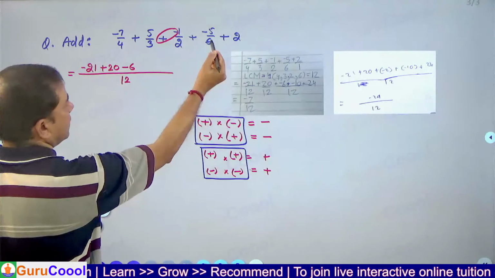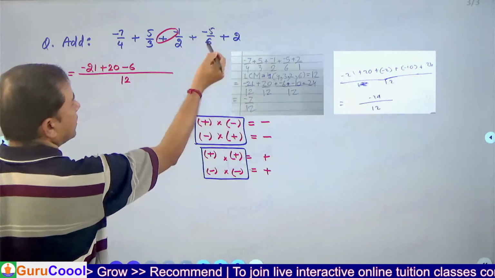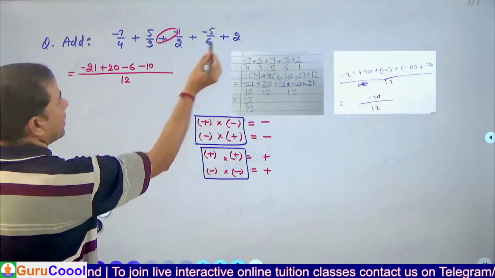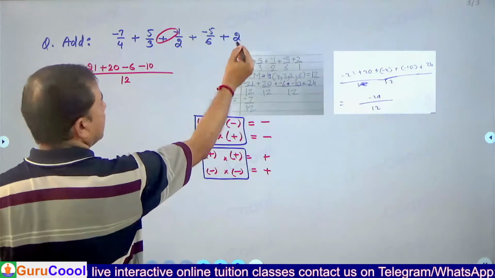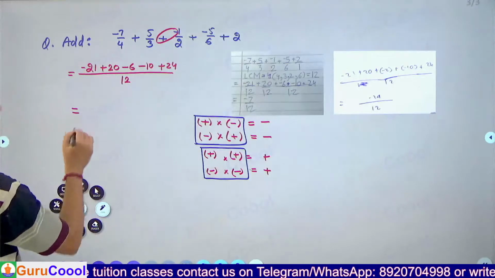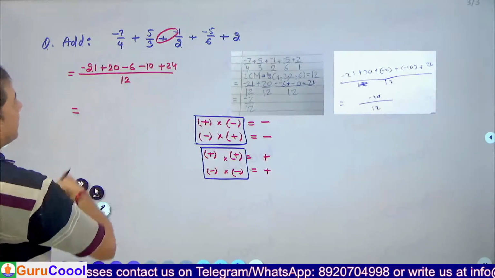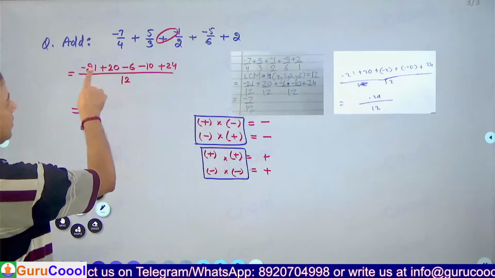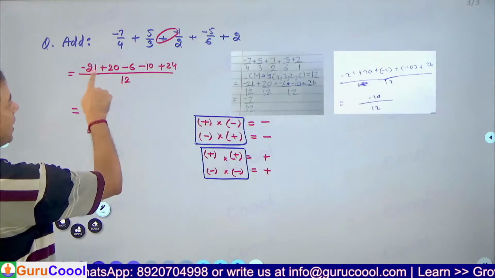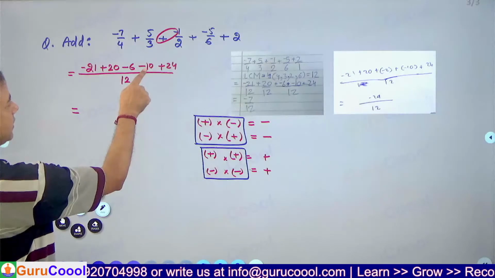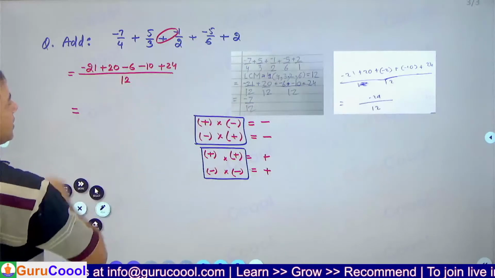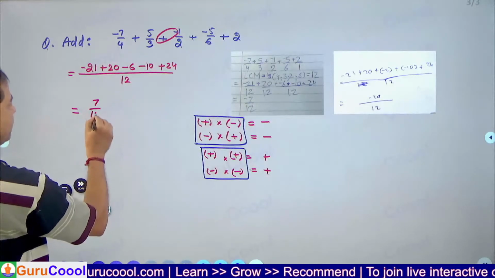Now the next one we have to multiply with 2, because 2 sixes are 12. 2 fives are 10, minus 10. In the last one, with 12 only, because the denominator is 1, 12 twos are 24. Now simplify the numerator. 24 minus 21 is 3, and 20 minus 10 is 10. So 10 here, 3 here, 13, and minus 6, 7. 7 by 12.